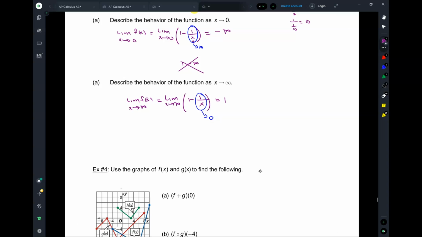So as x gets really, really large, 1 over 1 is 1. 1 over 10 is 0.1. 1 over 1,000 is 0.001. 1 over a trillion is 0.00000 whatever, 1, right? So as x gets really, really large, this whole fraction will become tiny. It'll almost be 0. 1 minus such a number is about 1.